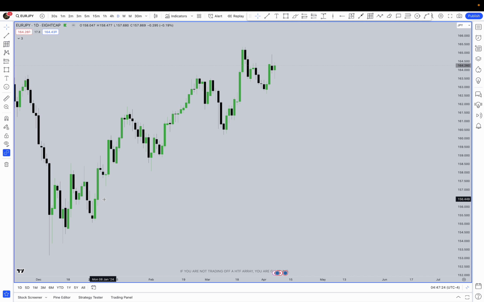Now let's use the same logic to frame a trade from the daily back to the lower time frames. In this example, we're going to look at EURJPY, and as you can see right here, we have the state of change delivery.